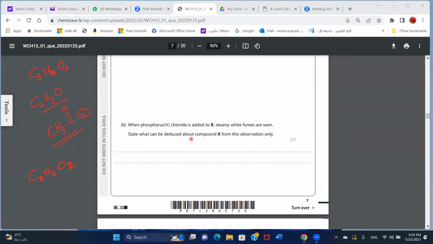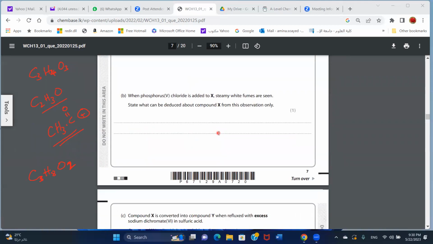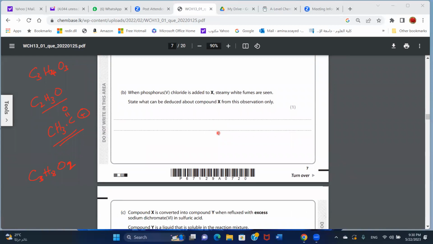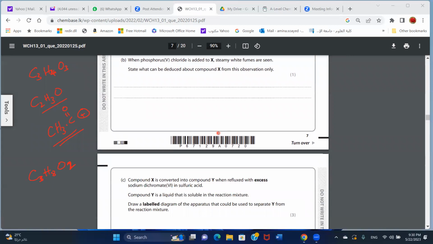And I think we said that it's an alcohol. When phosphorus pentachloride is added to X, steamy white fumes are seen, isn't it? So we said that there is an OH group. Because there are two oxygens, there have to be two OH groups, so it's a diol. Yes, because they said compound X is converted to compound Y when refluxed with excess sodium dichromate in sulfuric acid, isn't it? And we said that Y contains a carboxylic group. So this means that there are two OH groups in X. Yes or no? Yes. Okay. So can you give us a structure for X?